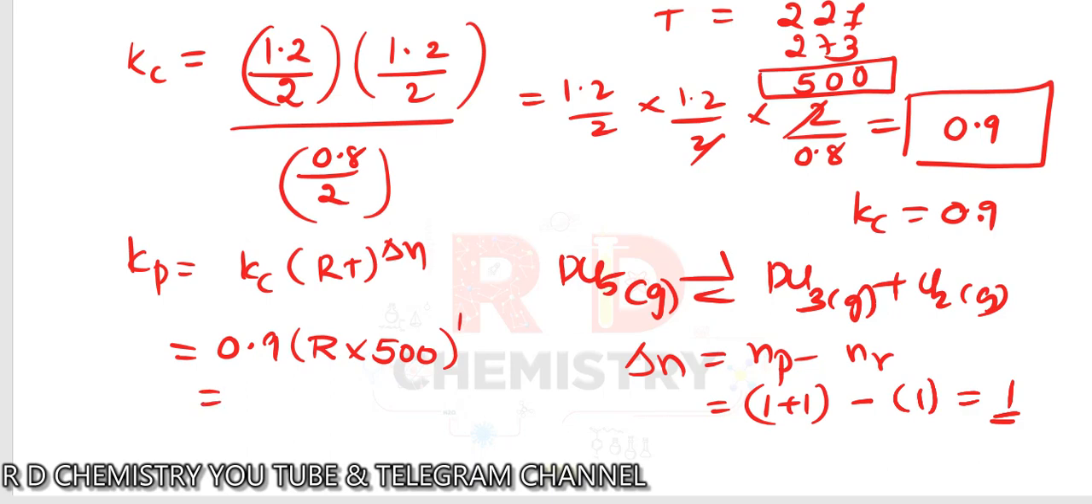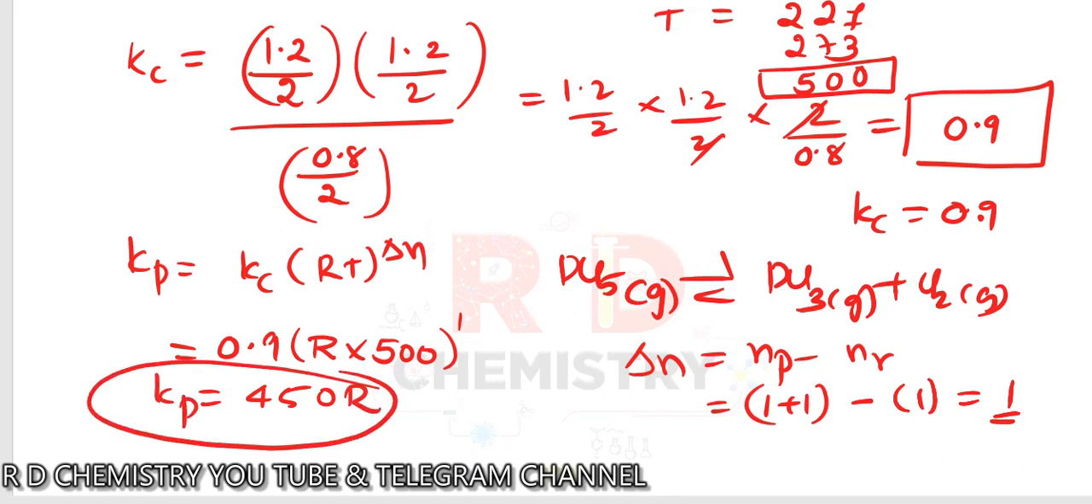So 0.9 times 500 will be 450 in terms of R. So Kp is equal to 450 in terms of R. Or Kp is equal to 450 into the R value, which is 0.0821. This is approximately giving us 37. So hope this question is clear to you.